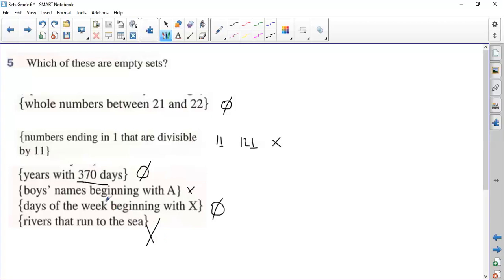These are the concepts that you must learn for the next lesson. On Monday, we'll continue with the Venn diagram and the properties of the Venn diagram.